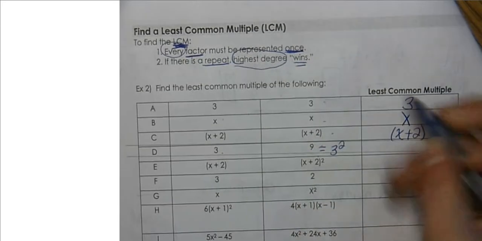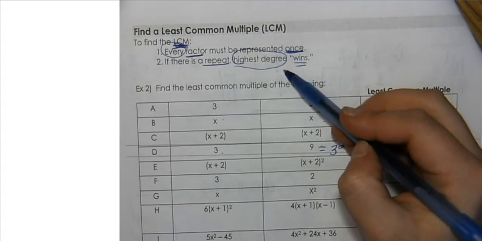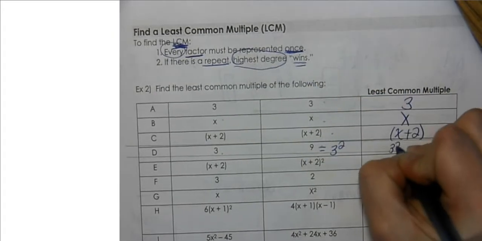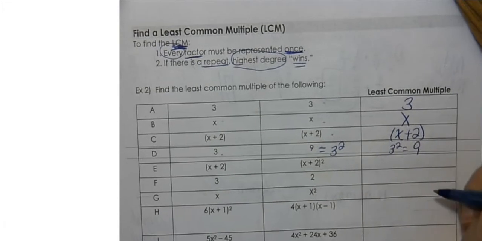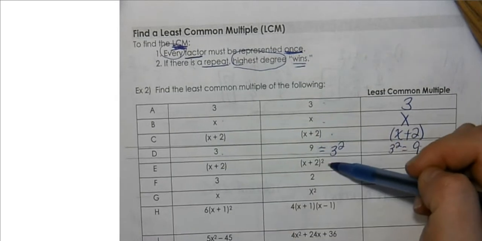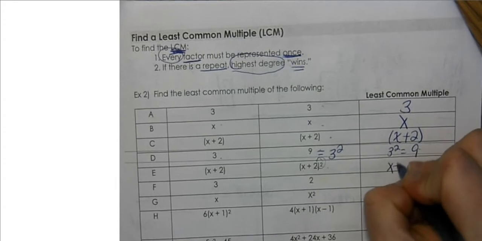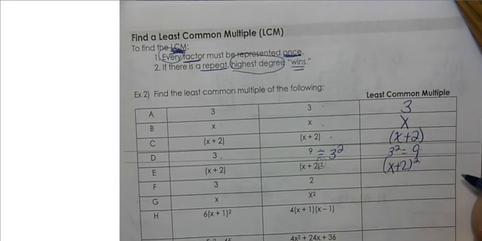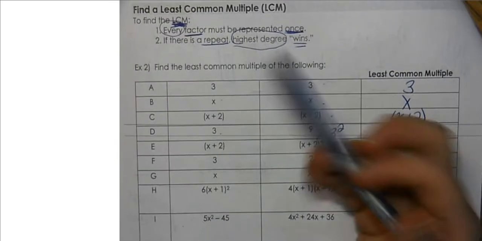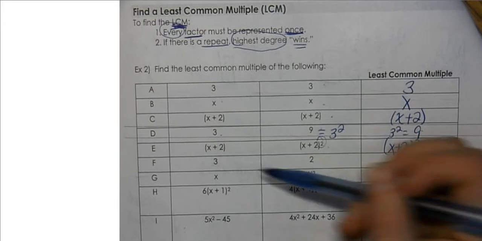So since these two numbers share the same factor, I always said highest degree wins. So therefore 3 squared, which is 9, is going to be my least common multiple. Same thing goes with x plus 2 compared to x plus 2 squared. Highest degree will win. So therefore, x plus 2 squared is going to be my least common multiple. What if your denominators were 3 and 2? What would the common denominator be between 3 and 2?